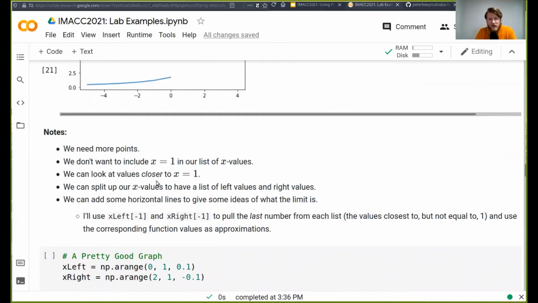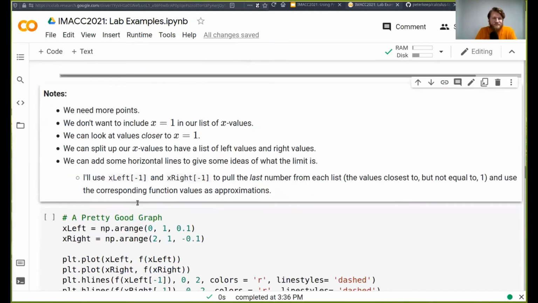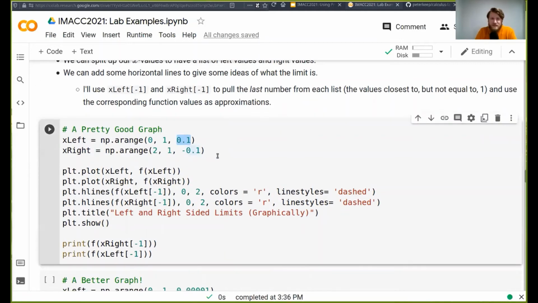That's not that helpful. And then maybe we'd also like to split them up into a list of left values and right values so we can think about one-sided limits. So this is where that arange function is really nice, because I'm going to now count by 0.1. So this x left list is going to count from 0 up to 1, not including 1, by 0.1. So it's going to be 0, 0.1, 0.2, 0.3, up to 0.9. And then similarly, my right list of x values is going to count from 2 down to 1 by negative 0.1. So it's going to count down to 1.1.